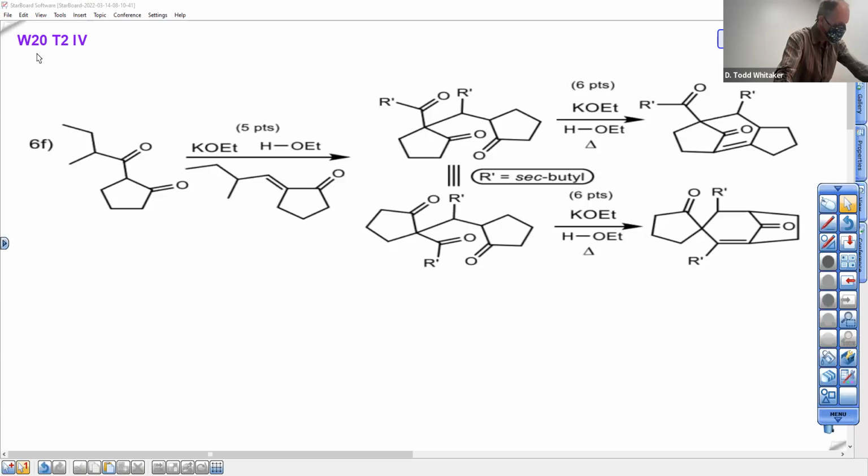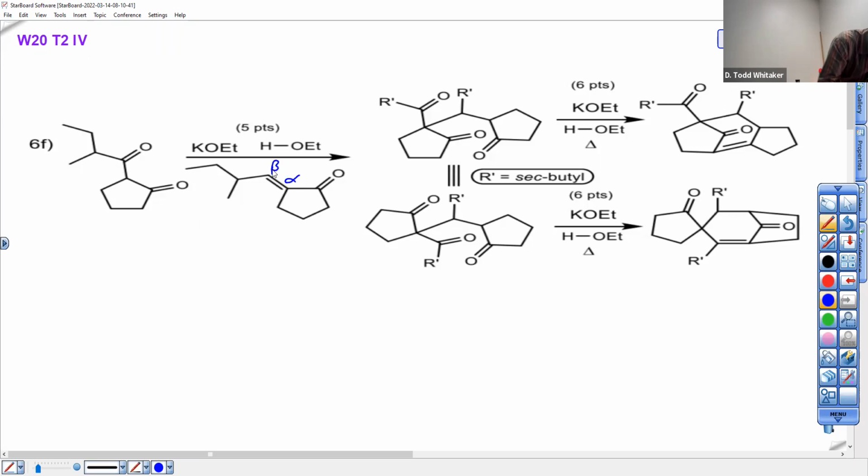We're gonna do an exploration of the mechanisms found on W20 T2 Part 4, 6F. This is the second 6F. There was a typo. What else we got going on here? We got an alpha beta unsaturated carbonyl.